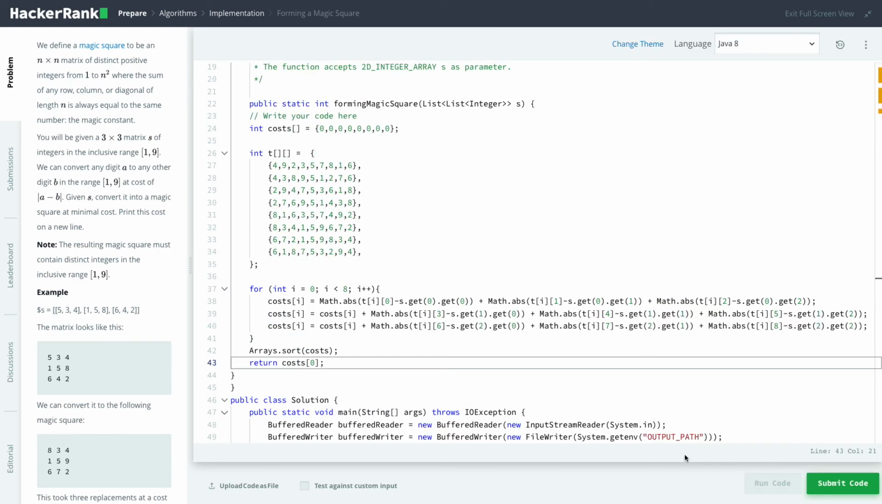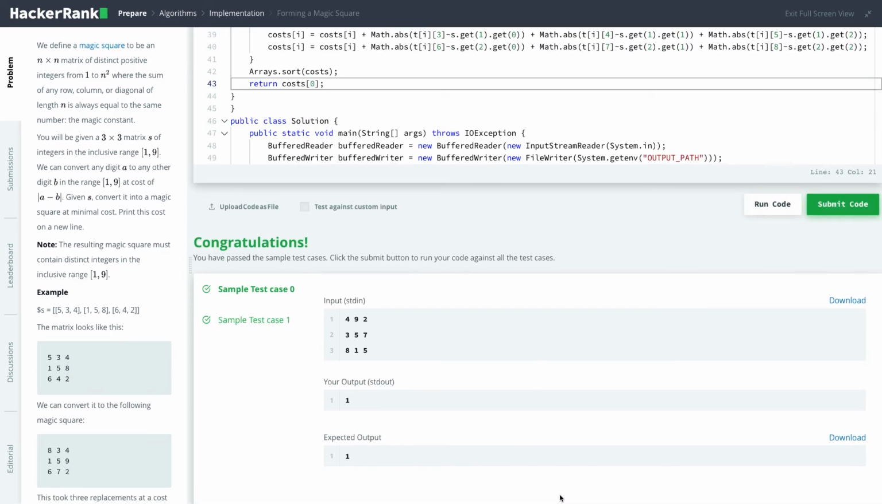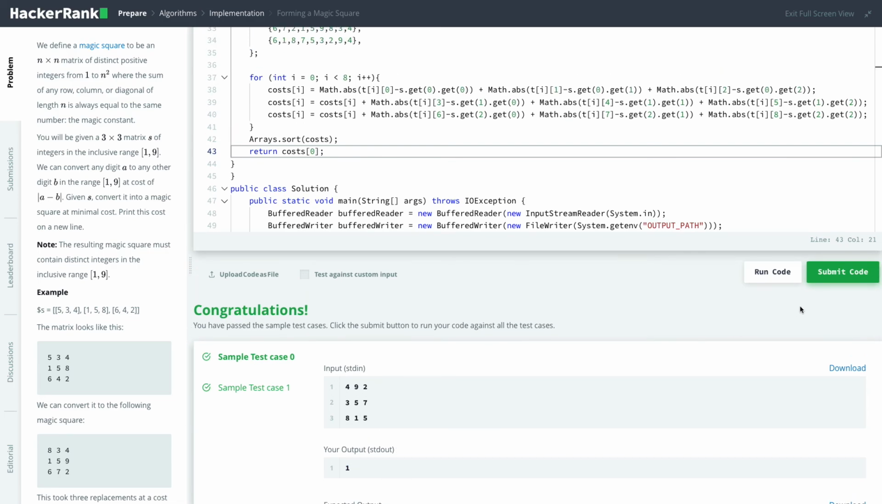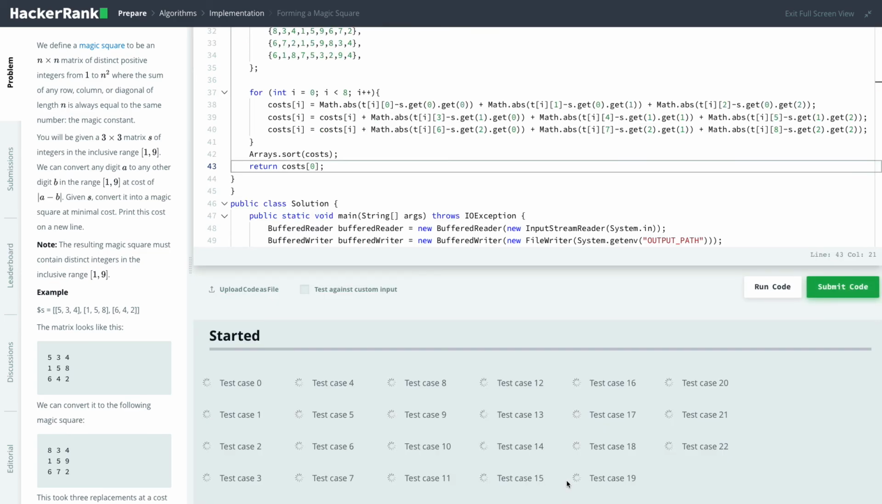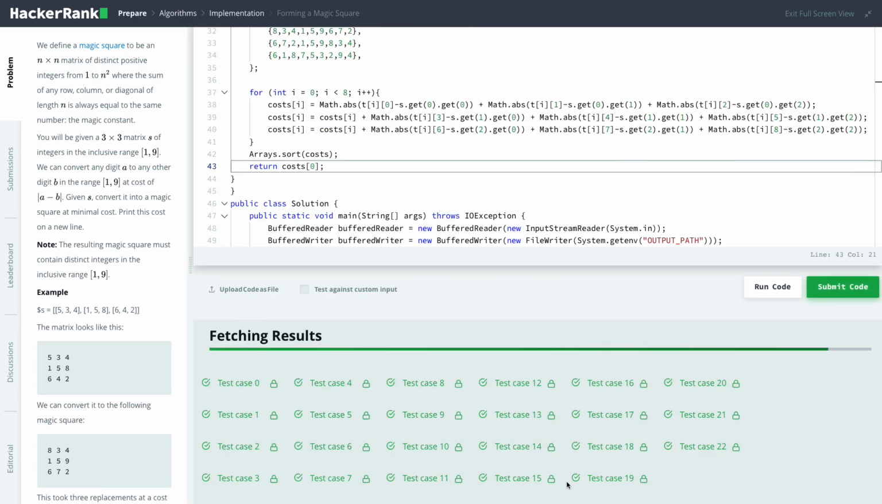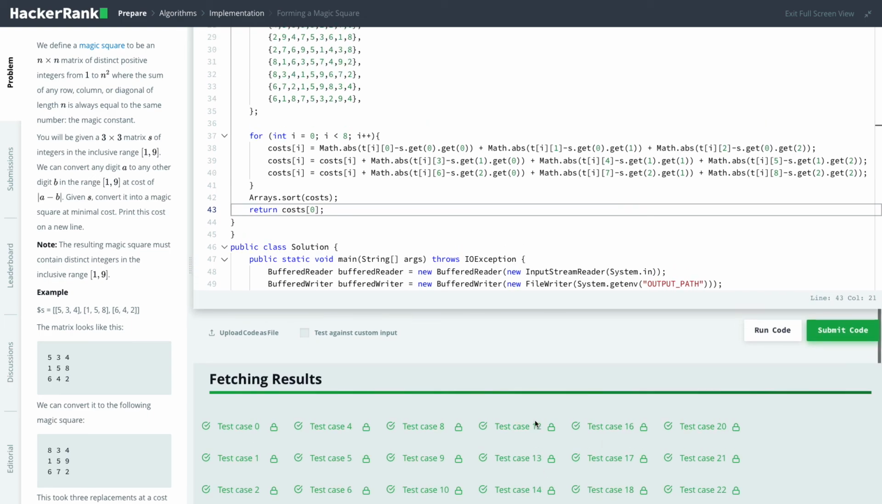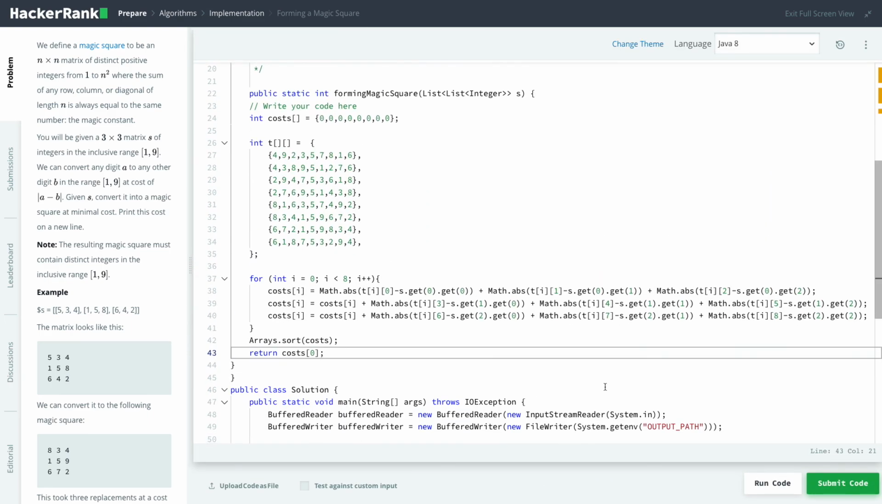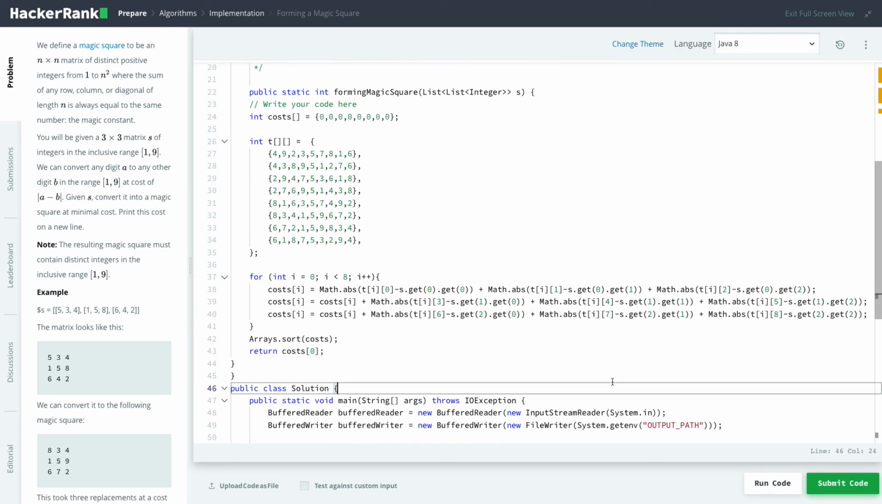Okay, so let's run that. Beautiful, congratulations, it passed. So our output was 1 because that's the lowest particular cost of changing something within this input to get a magic matrix. Submit that code. Perfect, all works. So let's have a look one last time. That is our code. I hope that made sense.